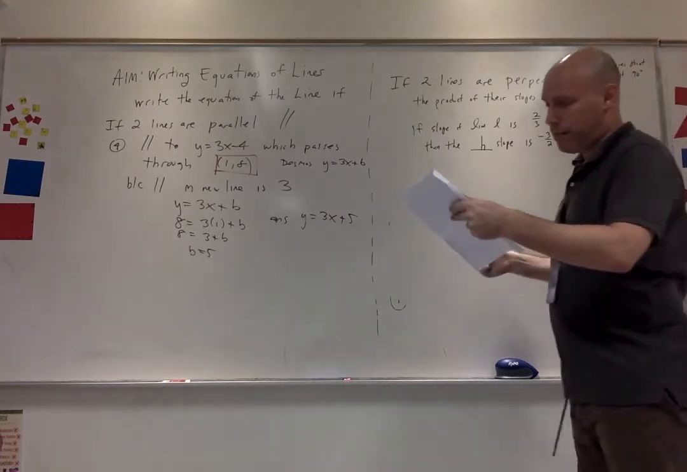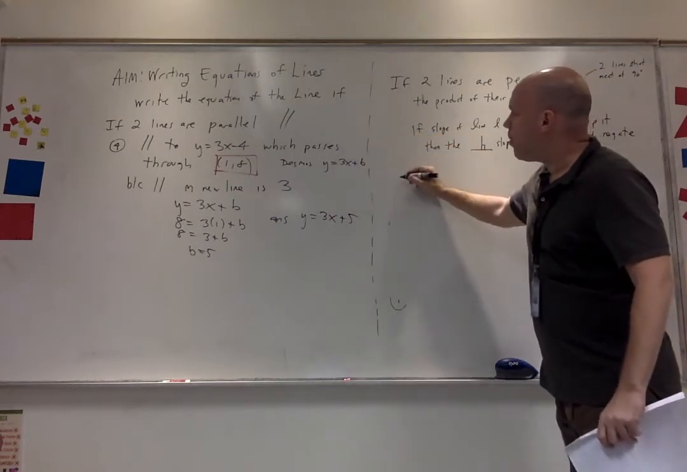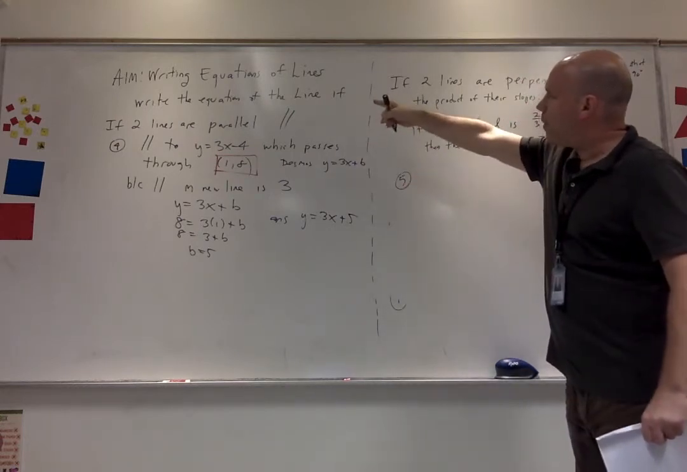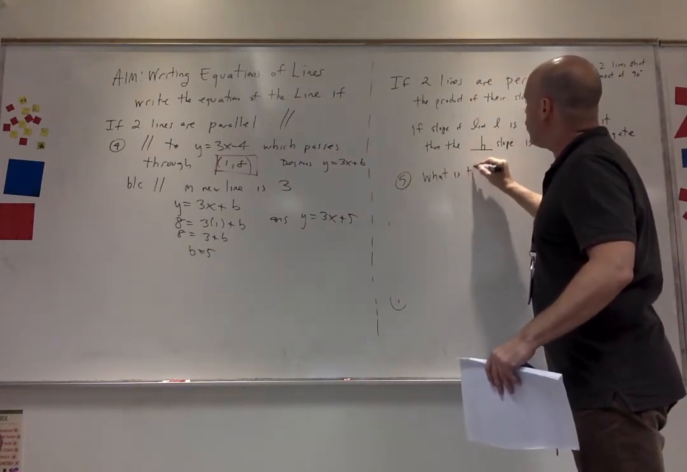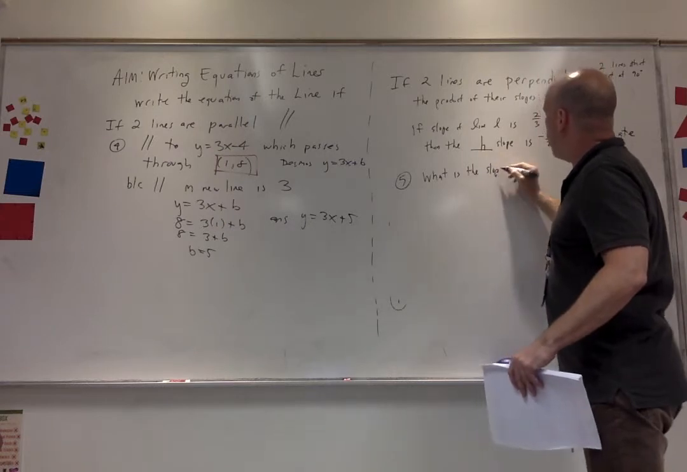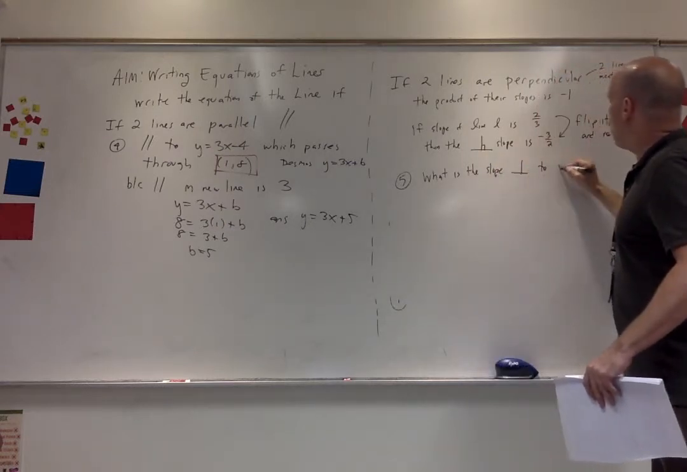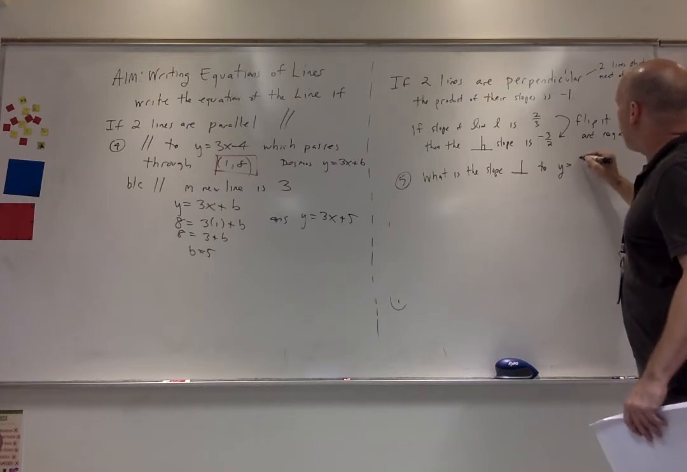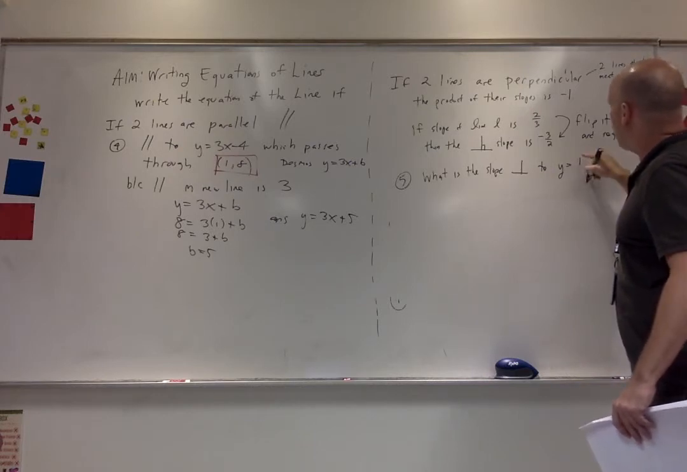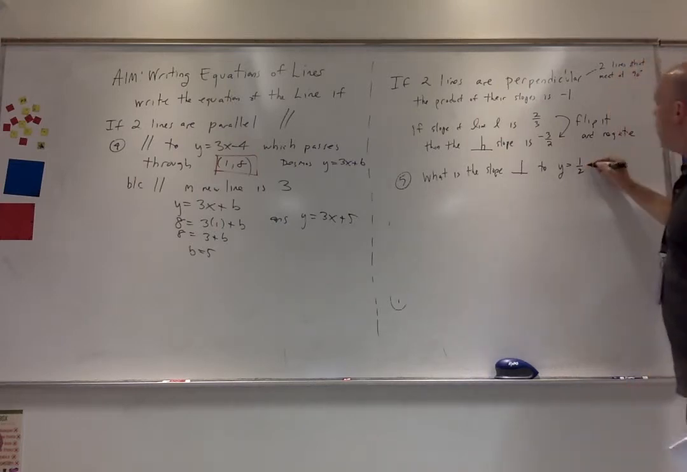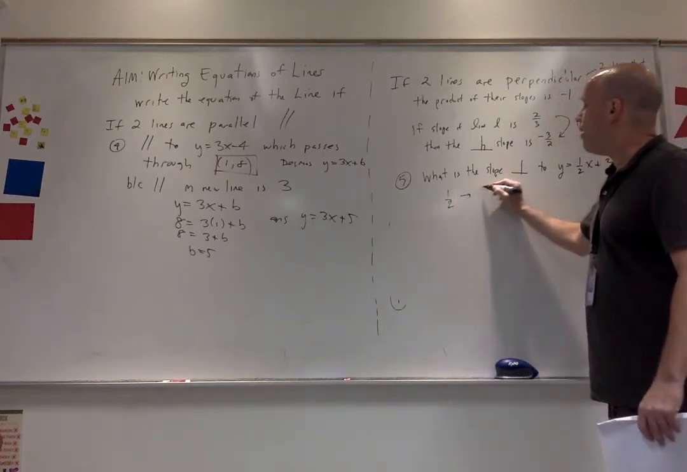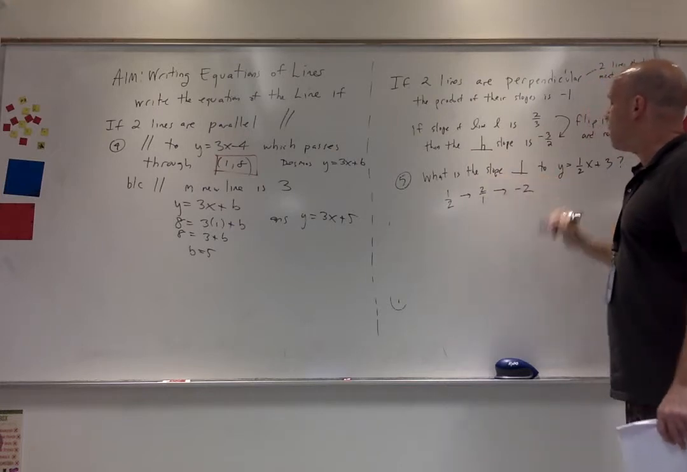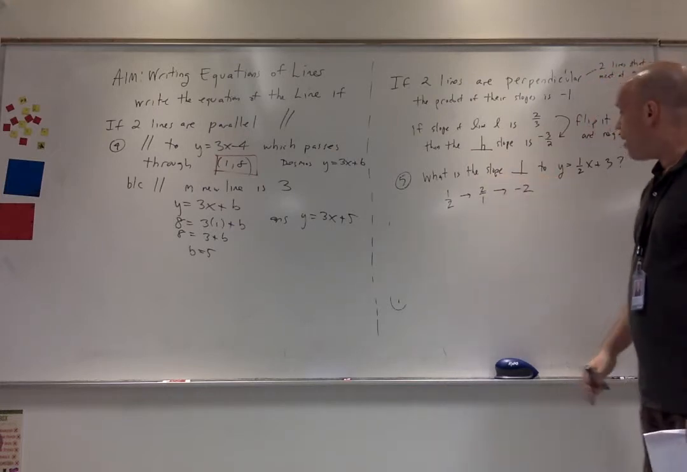So, question. Write the equation. Let me ask you, what is the slope perpendicular to y equals 1/2 x + 3? So you're like, okay, take the slope, flip it, and negate. That's it.